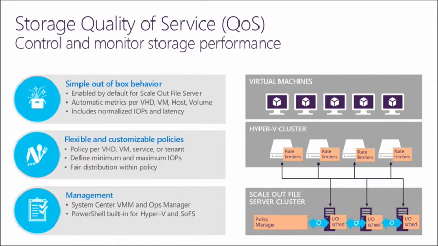As I said earlier, QoS was introduced in 2012 R2, but has been significantly enhanced in 2016 going forward, to the point where we're now able to granularly manage the policies we apply to the storage backend from the perspective of a virtual hard disk, a VM, which may have multiple virtual hard disks, a service, which may consist of multiple VMs, or a tenant, which may have multiple services. We're able to define minimum and maximum IOPS. We can use fair distribution weightings across the policies, and it's all controlled at the back end by this policy manager that is part of the scale-out file server.